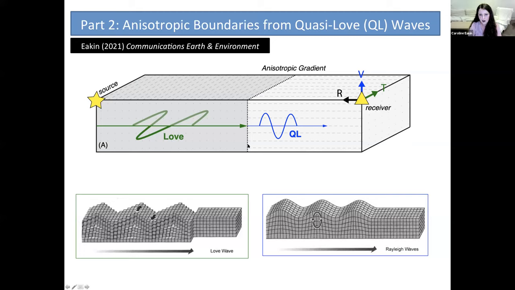When that Love wave encounters the gradient in seismic anisotropy, part of its energy will be converted into Rayleigh wave motion. So this is then motion, this retrograde elliptic or ground roll type motion. So part of the energy converts from Love into this type of motion, due to a gradient in seismic anisotropy, but it still has the same waveform shape. It retains the same waveform shape as the Love wave. So we call it a quasi-Love wave, but it travels with the velocity and the properties of a Rayleigh wave.